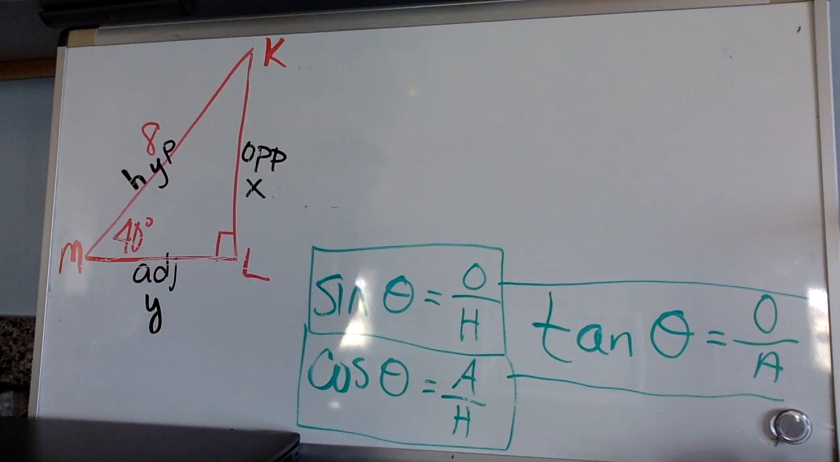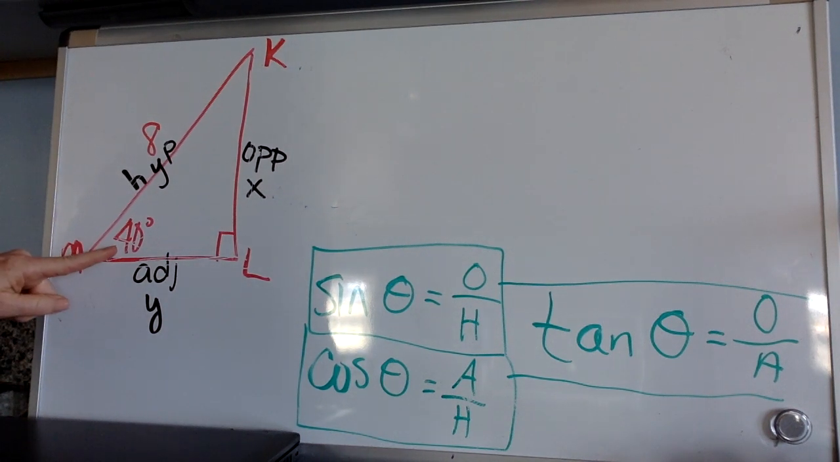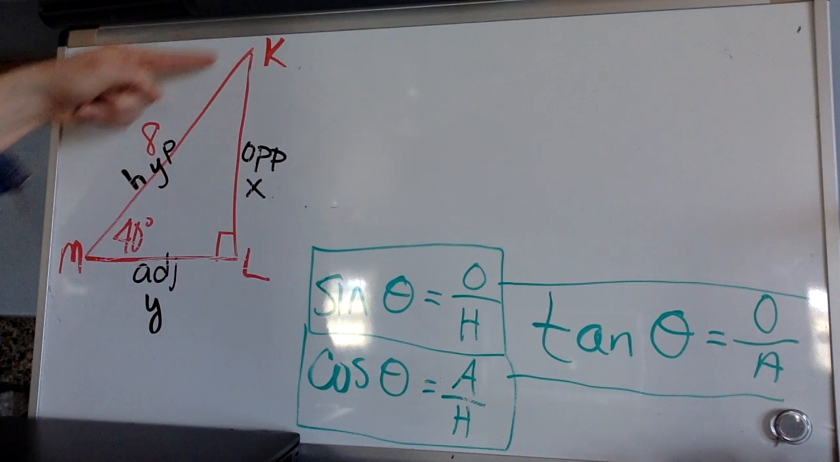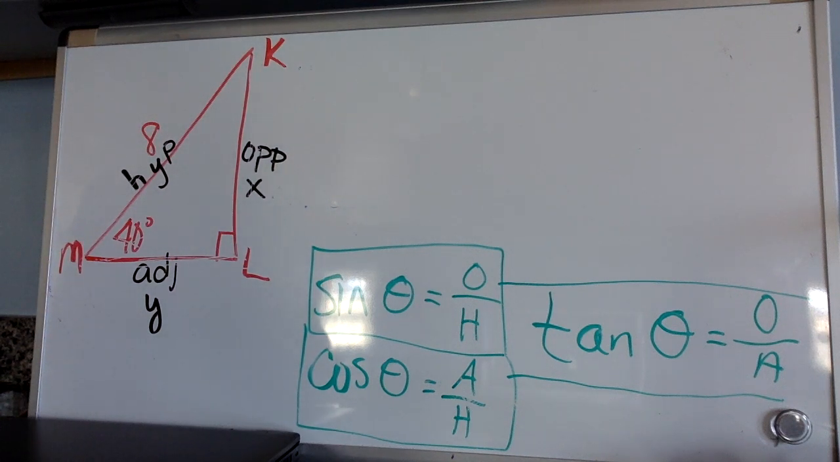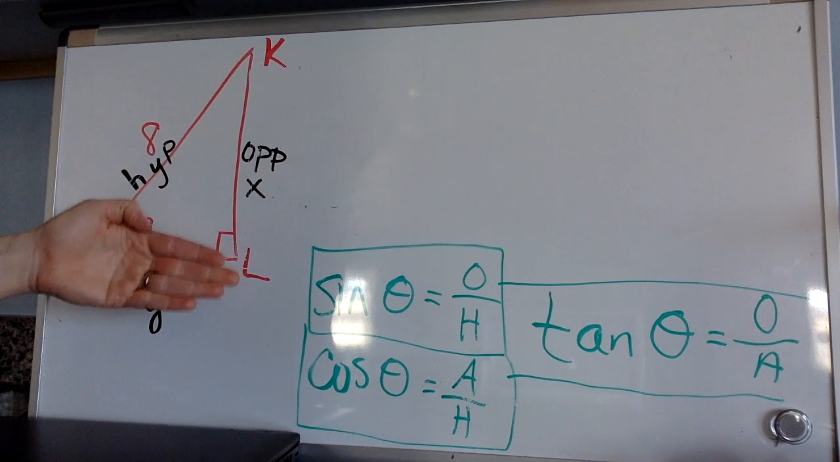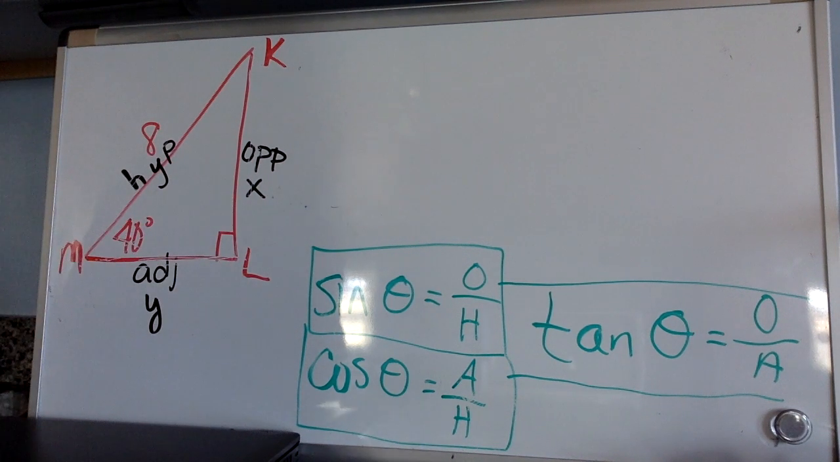Okay, kids, I'm just going to explain how you would solve this right triangle. If all I know is that I have a 40-degree angle, a right angle, and a hypotenuse length of 8. So to solve the triangle, I have a choice. I can solve for either KL first or ML first, and it really doesn't matter which one I do. I'm going to choose KL, it's just my preference.